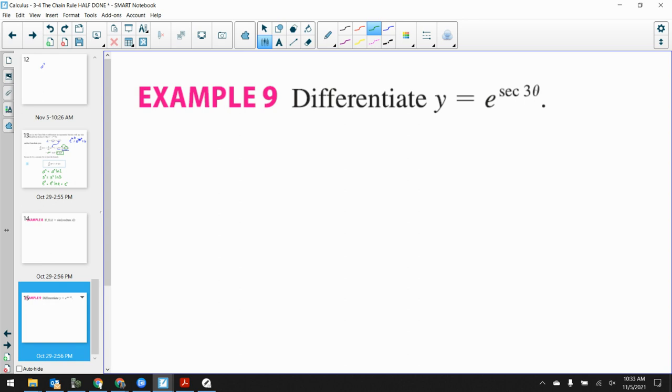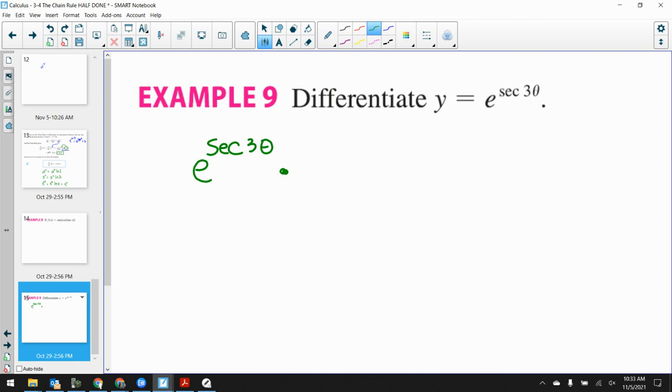e to the secant of 3 theta, times the derivative of the stuff up in the exponent, right? Because that's the chain rule. I have to take the derivative of the outer times the derivative of the inner. Now, I have to find the derivative of secant 3 theta. Now, when I put a 3 theta on the inside, that actually makes it another chain rule.